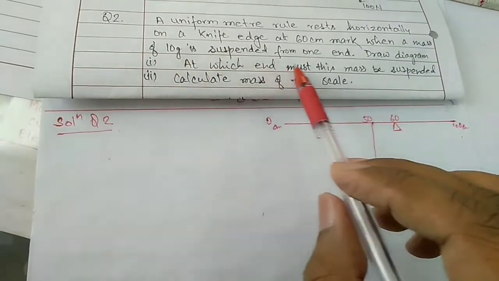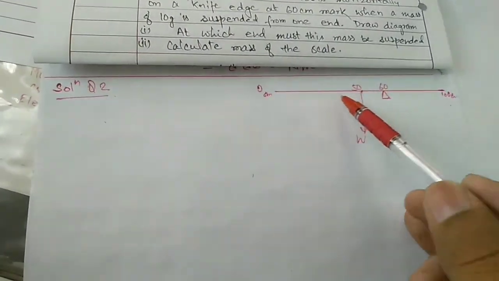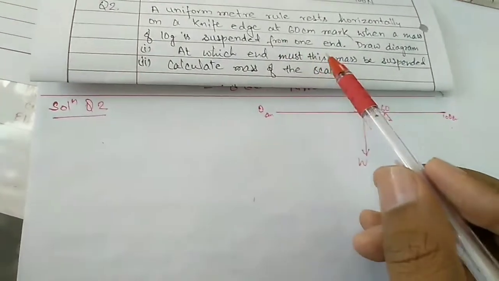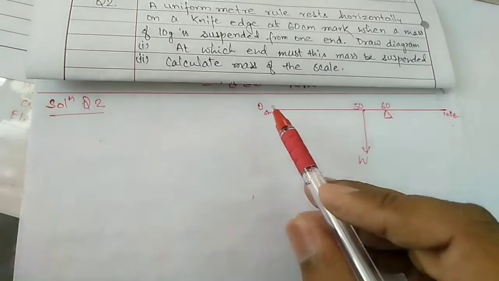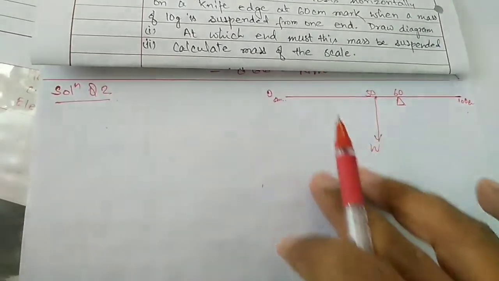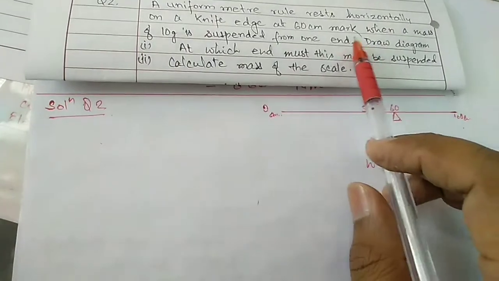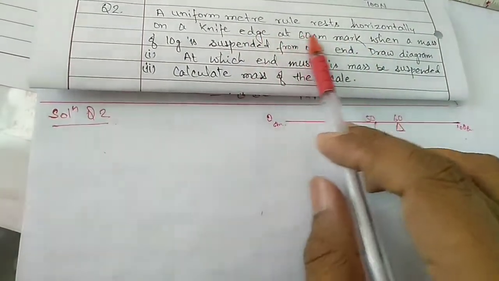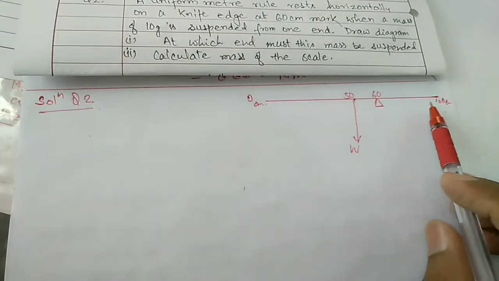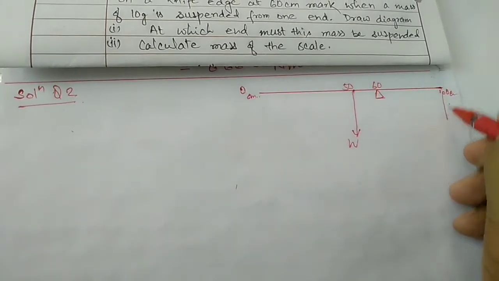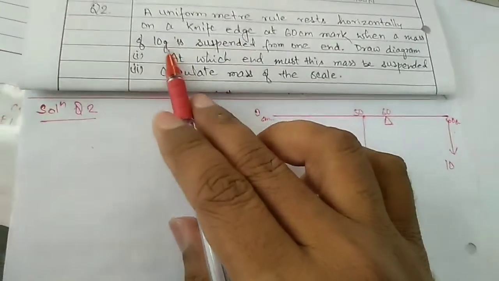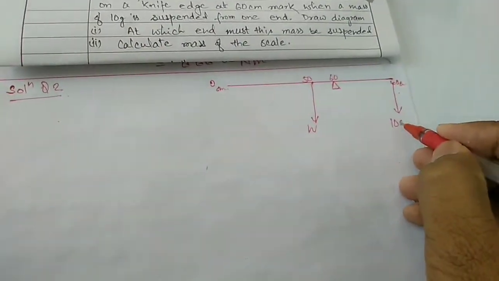When a mass of 10 gram is suspended from one end, on which end must it be suspended, this end or this end? One end means an extreme position, this one or this one. If you say this one, that is wrong, because both of them act in the same direction, so the scale will come down. We have to balance it. It rests horizontally, so we have to suspend it to balance it. So the 10 gram will be suspended from here. This is 10 gram force. This is the given mass of 10 gram, I am converting it into weight.